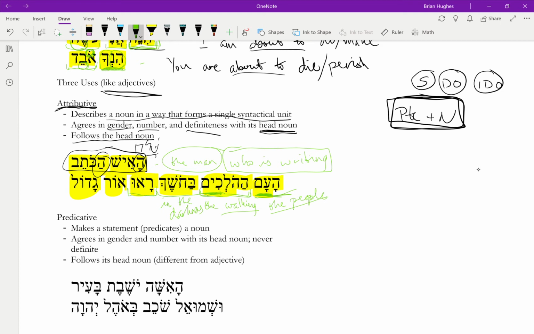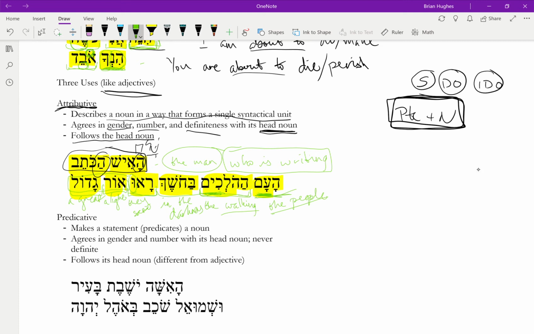Ra'u, so this is a cow, perfect third common plural from ra'ah. That's why we don't have a third root here. The hay has gone away. So this would be they saw, maybe have seen, they saw. Or gadol. So we get or is a light. Gadol is great. This is another attributive adjective, so a great light.